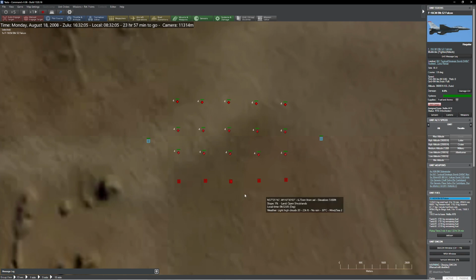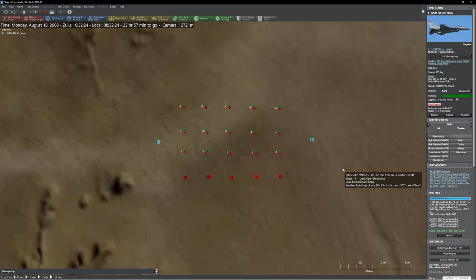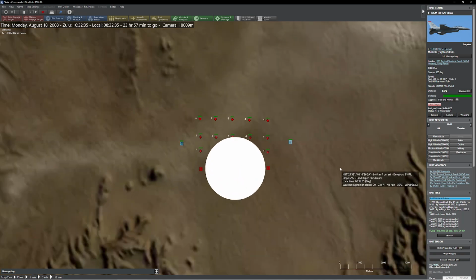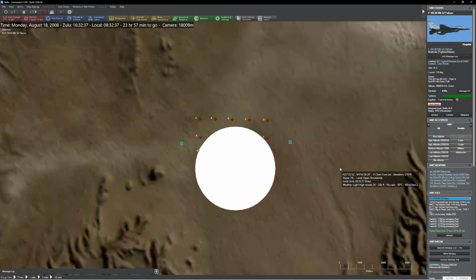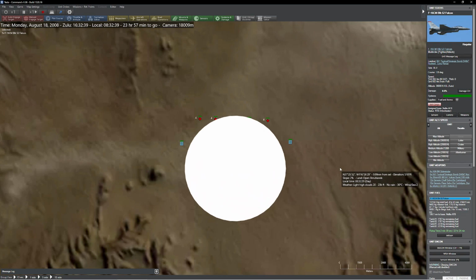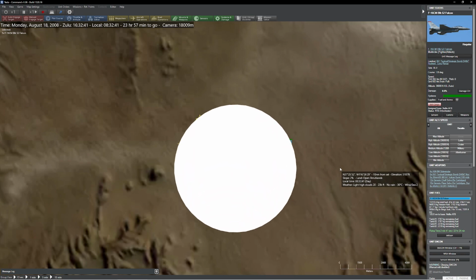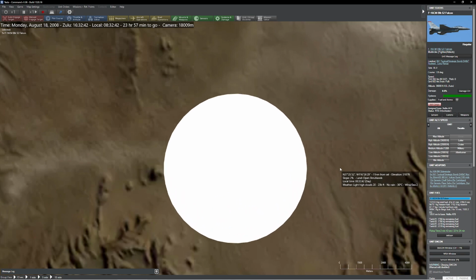It seems to be straightening out. Oh, it's dropping a parachute. I wonder what the deal with that is. That's kind of interesting. Slowly making its way to... Oh! Well, there goes my watchtowers.